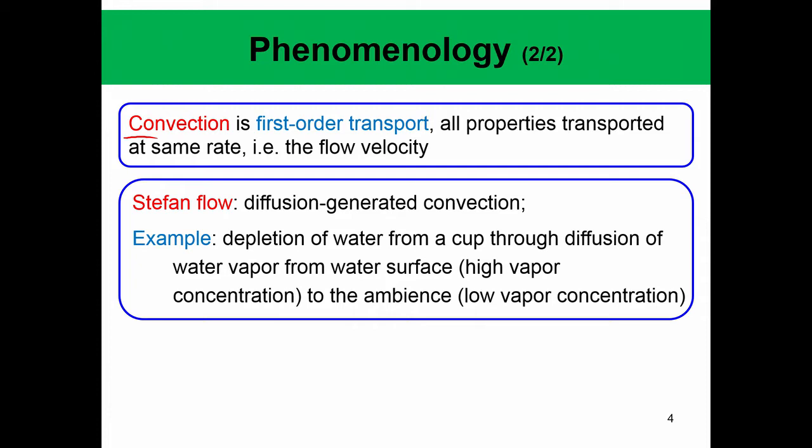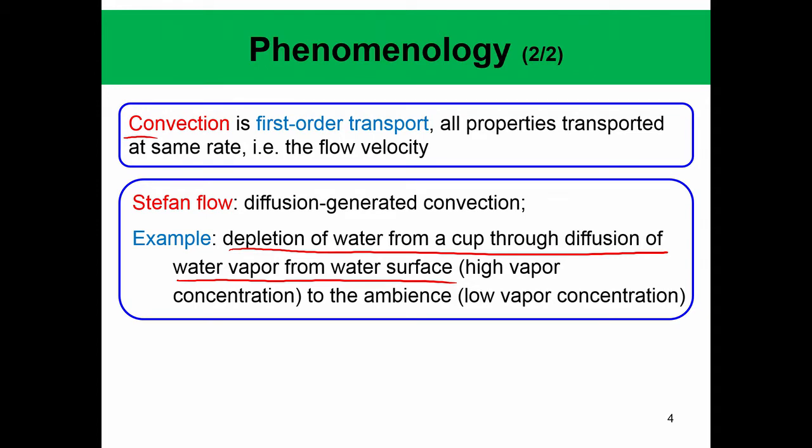So, diffusion can generate convection in certain cases, and as an example we will see the depletion of water from a cup through diffusion of water vapor from the surface. As we know, there is a continuous evaporation of water vapor from the surface. Now, for continuous evaporation to take place, there must be a continuous bulk supply of water from the entire fluid, and that basically is the Stefan flow.